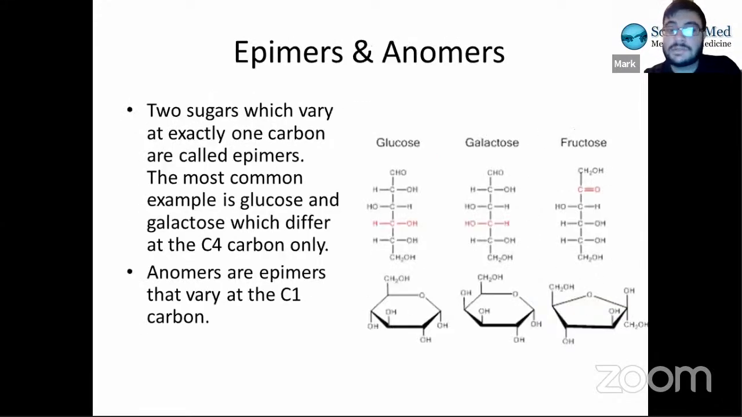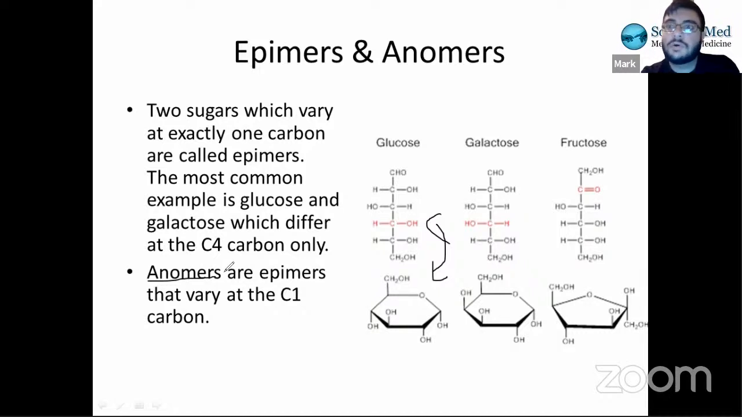So yeah, this is a common thing, going between the rings and Fischer projections, fairly common. This is a question I see a lot. They'll give you glucose and galactose, like I mentioned, and ask what is the relationship between these two. They'll say they are anomers, epimers, isomers, something like that, right?